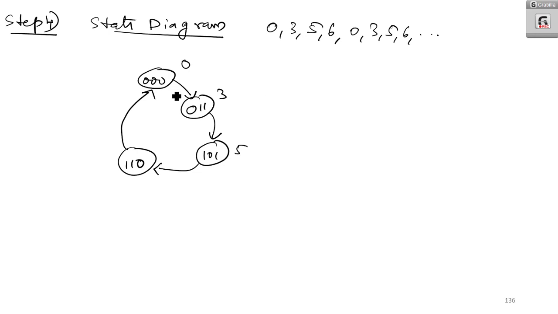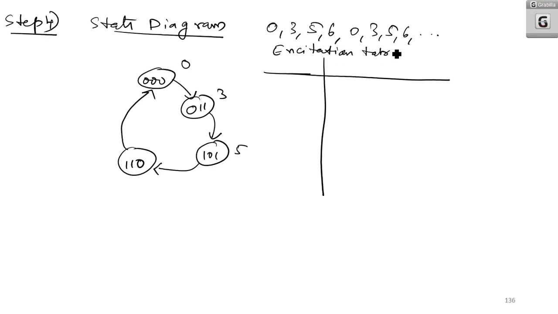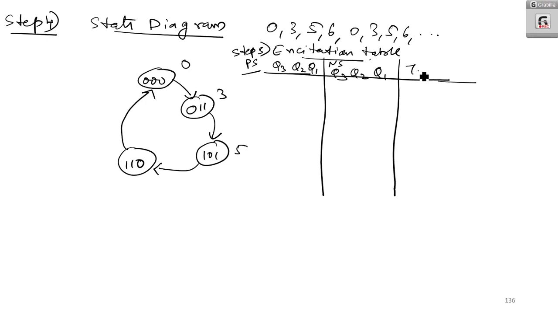Now let me go with the design of T flip-flop. Okay. So I am having only 4 states. So I am drawing the excitation table here itself. Excitation table. So this is step 5. First you have the present state. Present state I am taking as Q3, Q2, Q1. Next state is Q3, Q2, Q1. So what you have is T3, T2 and T1.